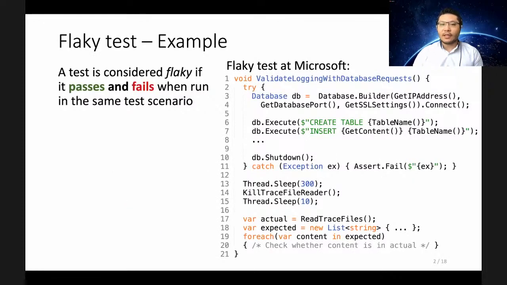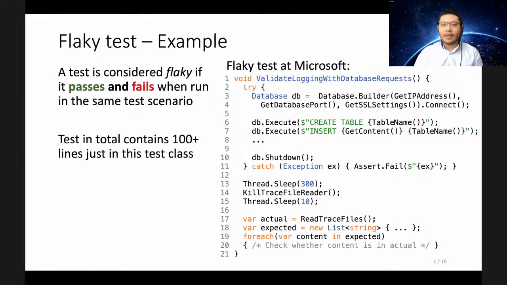So what is a flaky test? A flaky test is essentially a test that passes and fails when you run it in the same test scenario. On the right-hand side of the slide here, we have a flaky test from a Microsoft product. This test by itself contains over 100 lines of code in this test class.